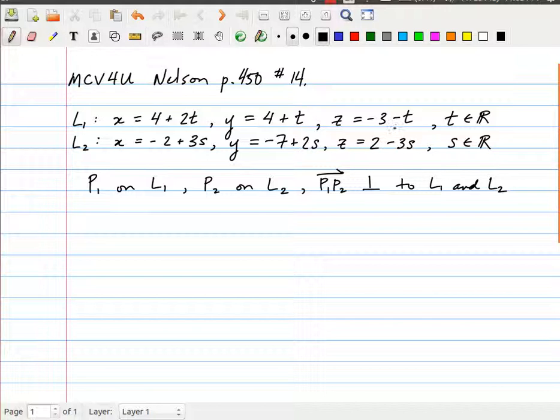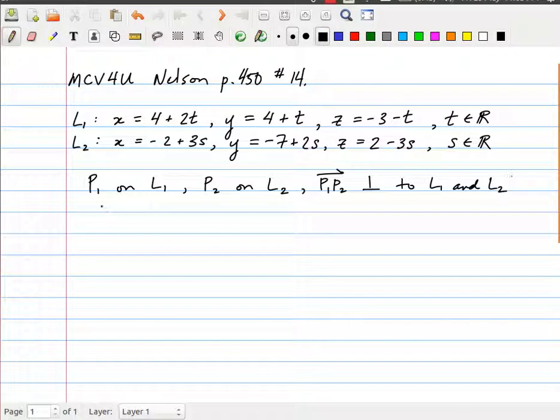And then for line 2, we have x equals negative 2 plus 3s, y is equal to negative 7 plus 2s, and z is equal to 2 minus 3s. We're also told that point 1 is on line 1 and point 2 is on line 2, and we want to find these points, such that the vector from point 1 to point 2 is perpendicular to both line 1 and line 2.